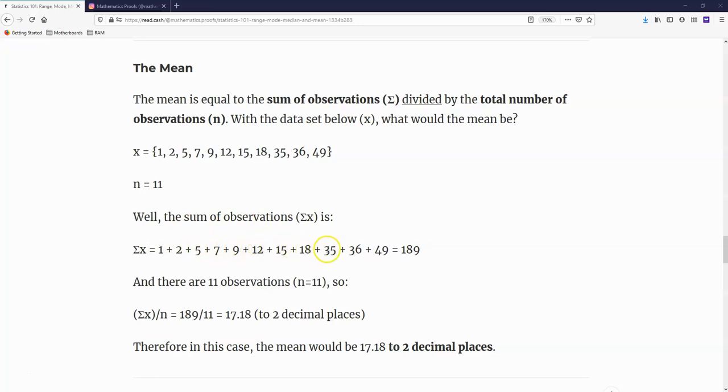The sum of observations is 1 plus 2 plus 5 plus 7 plus 9 plus 12 plus 15 plus 18 plus 35 plus 36 plus 49, and that is equal to 189. There are 11 observations, so the sum of observations over the number of observations is 189 divided by 11, and that is 17.18 to 2 decimal places. Therefore, in this case, the mean would be 17.18 to 2 decimal places.